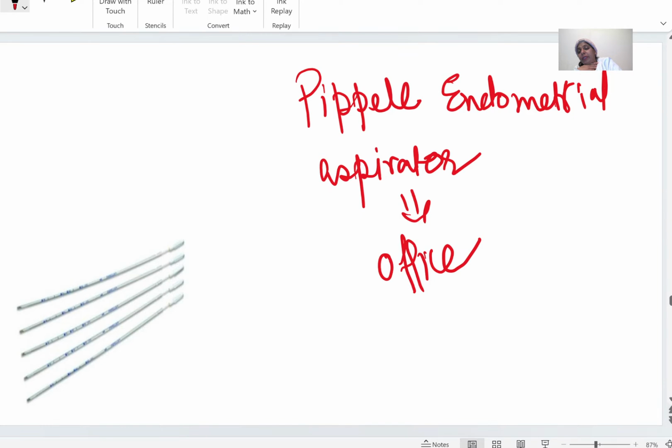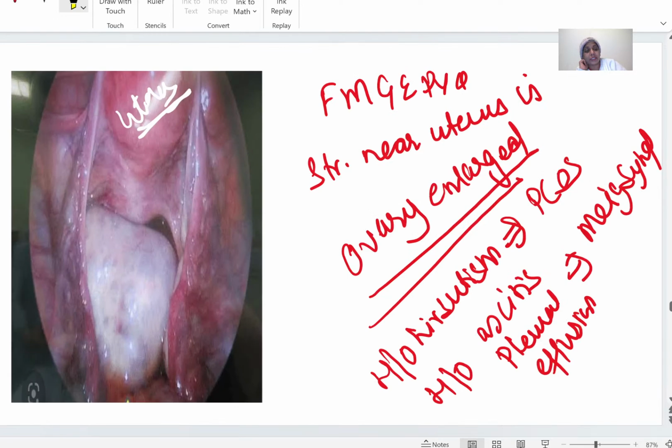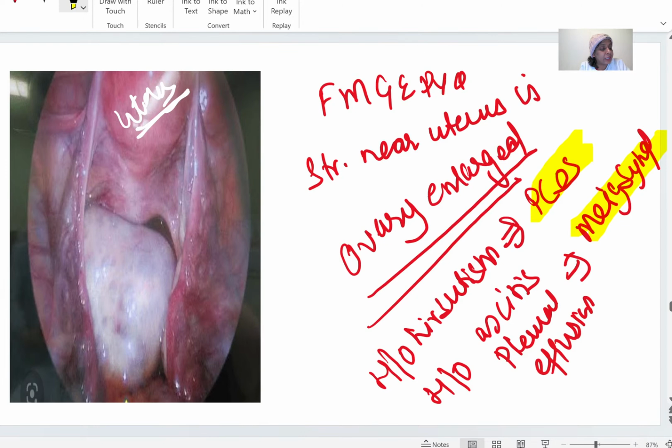This is the enlarged ovary. Enlarged ovary is seen in PCOS and in ovarian tumor. As per the history, we will make the diagnosis.